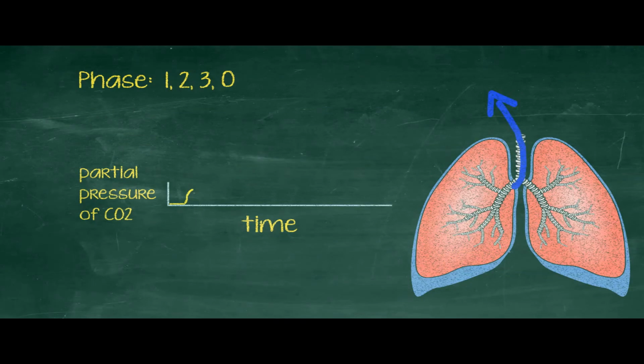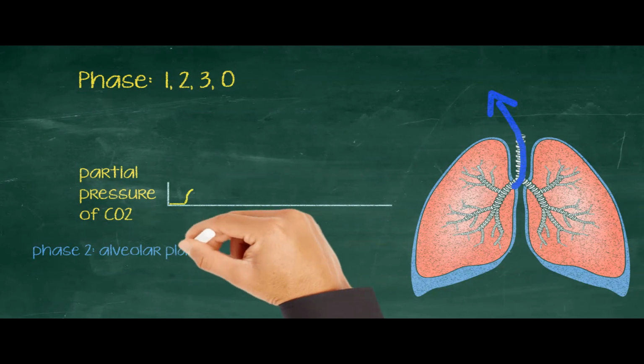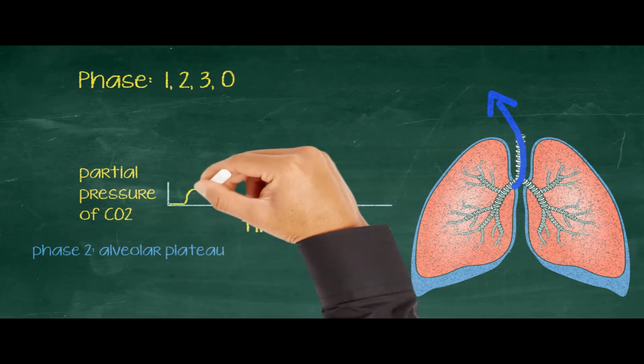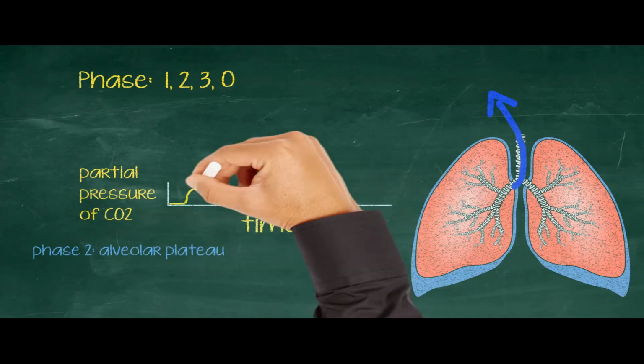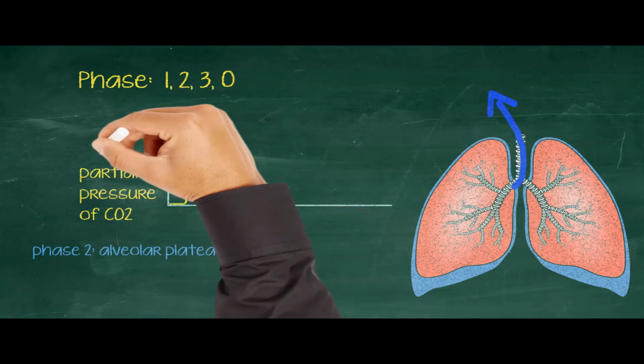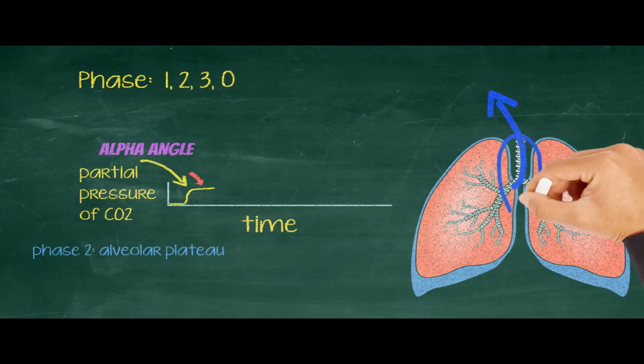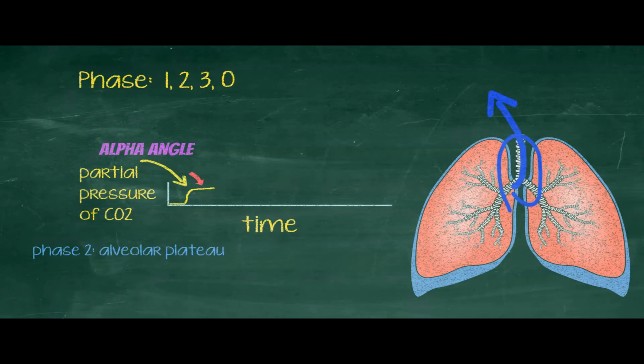Phase 3. Phase 3 is usually called the alveolar plateau. Sometimes it's called the expiratory plateau. This is a continuation of the exhalation that began in phase 2, but there's usually a sharp bend in the graph called the alpha angle that represents the moment when all of the dead space air has been exhaled and only alveolar gases are now being measured.